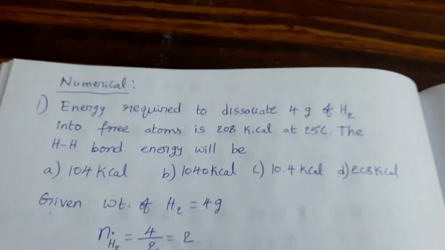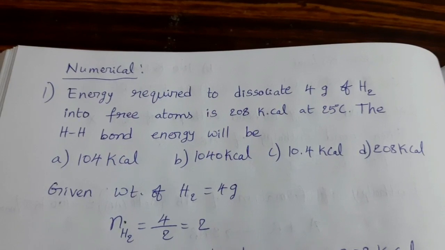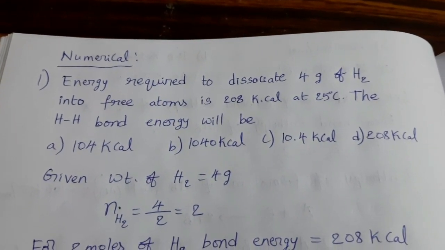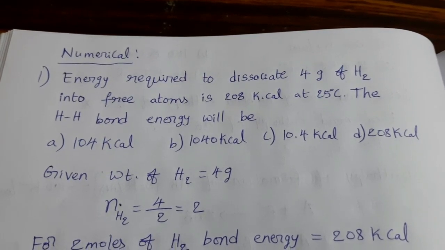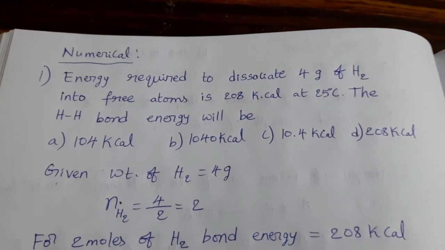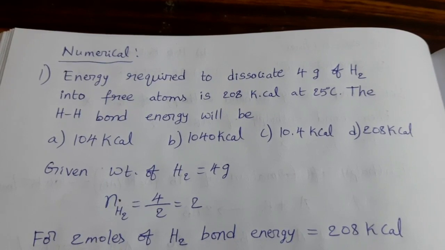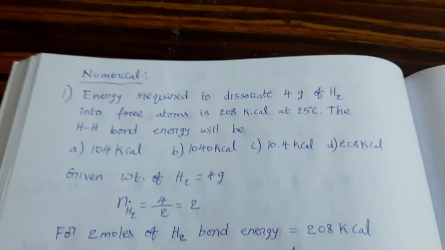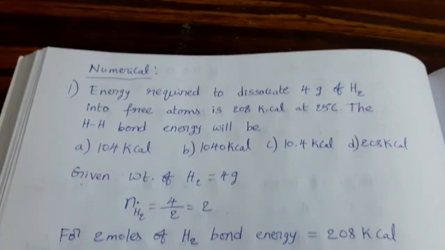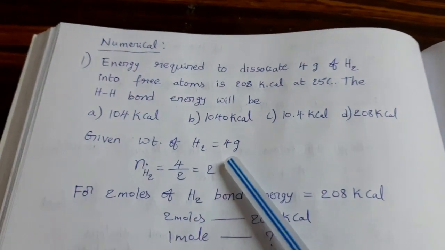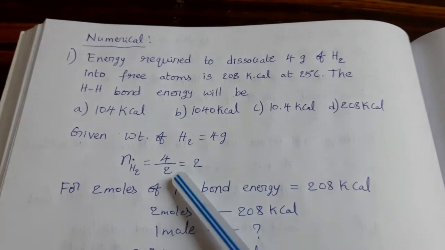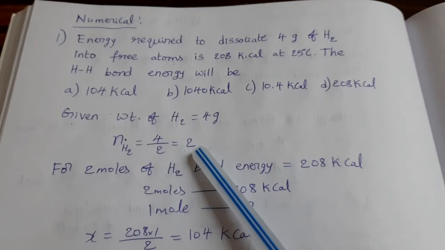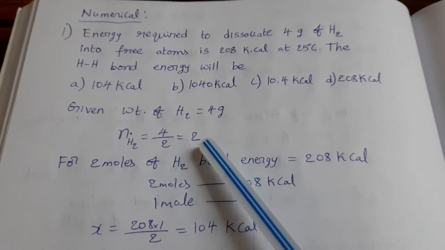See the numerical. Energy required to dissociate 4 grams of H2 into free atoms is 208 kilocalorie at 25 degrees Celsius. The H-H bond energy will be, okay, the bond energy of hydrogen we should calculate. Given weight of hydrogen, how much? 4 grams. Calculate number of moles. Given mass 4 divided by molar mass 2, that equals 2. Number of moles of hydrogen is 2.